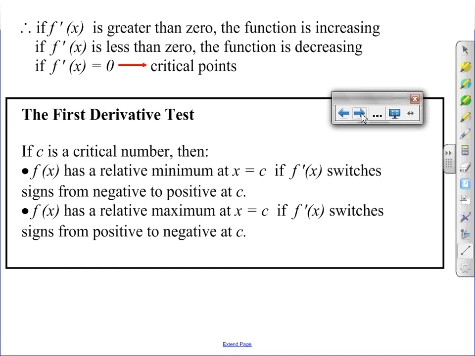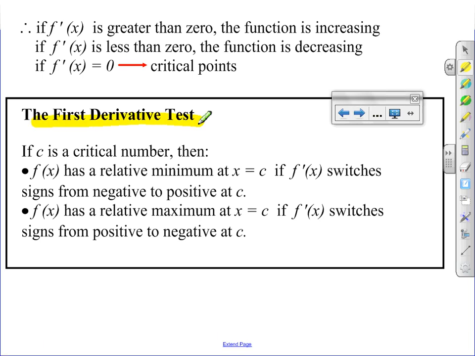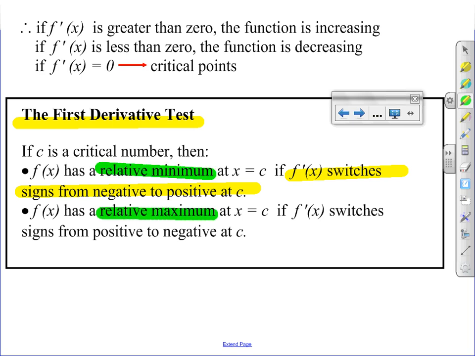And to test if something is a critical number, we have what's called the first derivative test, and this is in your textbook if you need to look it up later. And basically what it says is that anytime your derivative changes from positive to negative or from negative to positive, it's going to be either a low point, which we would call a relative minimum, or a high point, which is a relative maximum at that point.